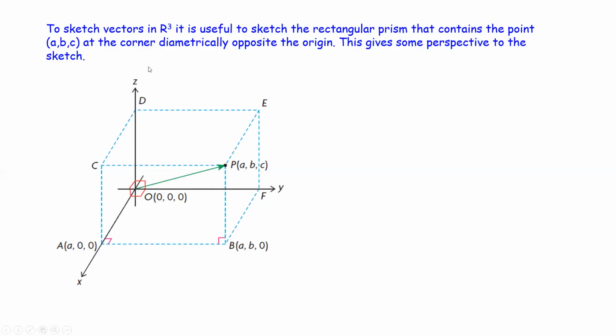Sometimes it's useful to sketch a point in R3 as a rectangular prism, right? So you put the prism around the point that it contains. For instance, this point is A, B, C. They haven't given you specific values of A, B, and C. They're just saying it's an A value for X, a B value for Y, and a C value for Z. And it's up here in this little section right here. That point represents vector P, and they've connected a line from the origin up to that point P. So this hopefully gives you some perspective on the sketch.